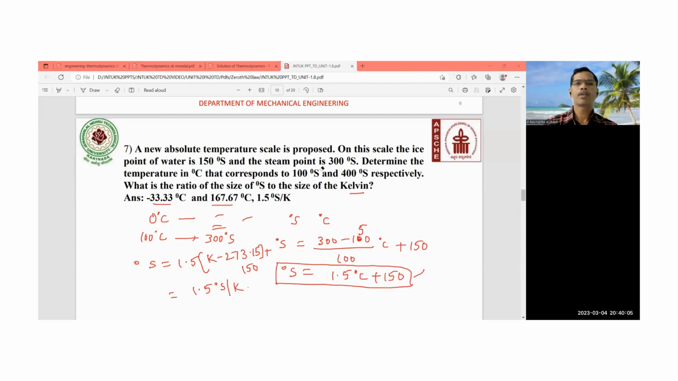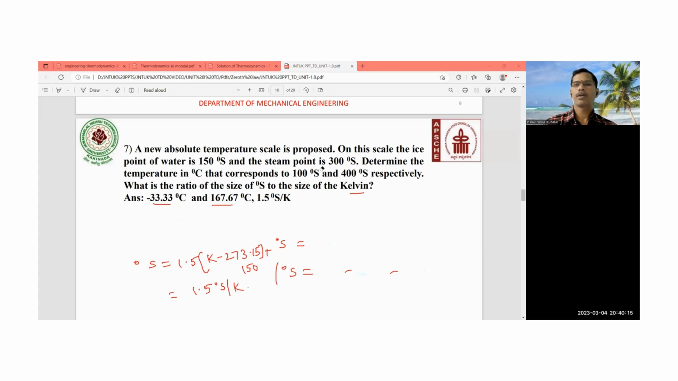This particular problem is also there in the PK Nag textbook. So you can refer to that textbook and get the solution like this one. So this is one type of problem of this kind.